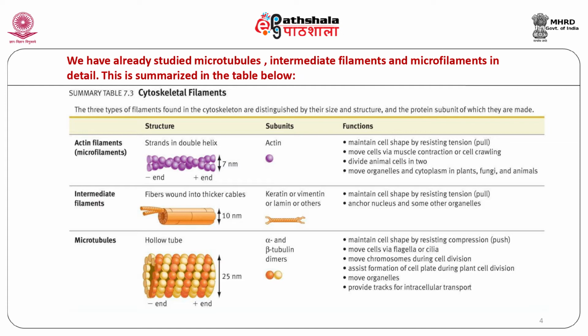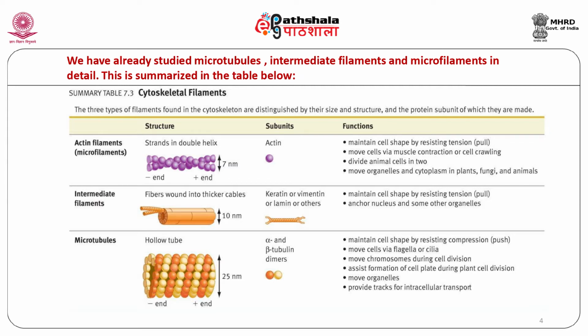The functions of actin filaments are to maintain the cell shape by resisting tension, move cells via muscle contraction or cell crawling, divide animal cells in two, and move organelles and cytoplasm in plants, fungi and animals. Next, that is intermediate filaments.